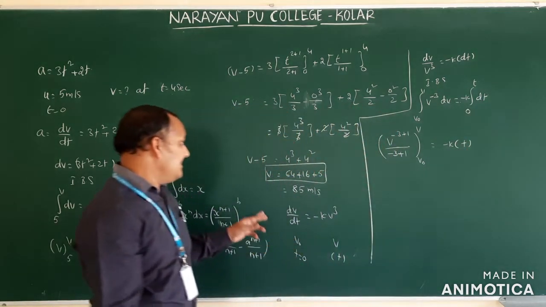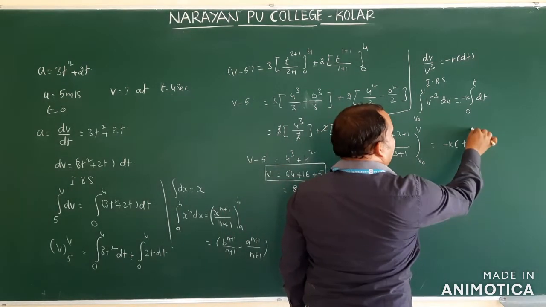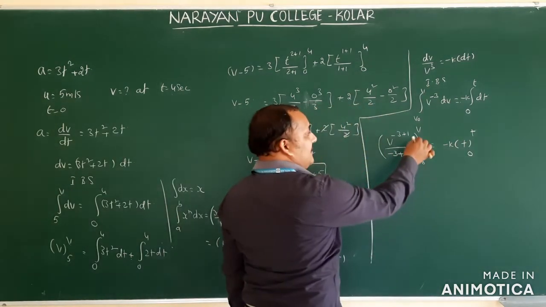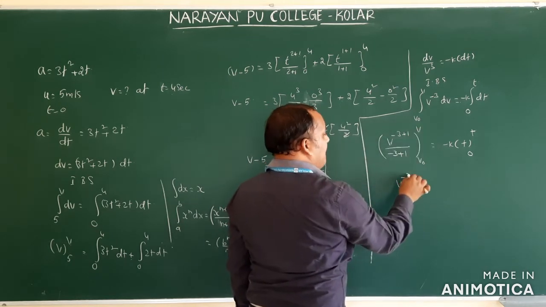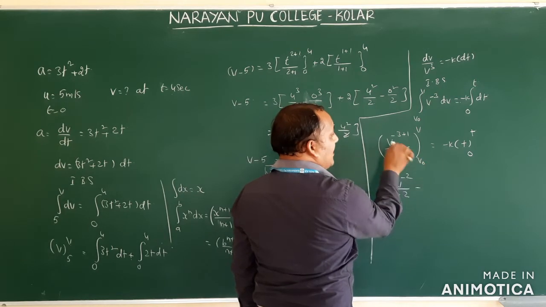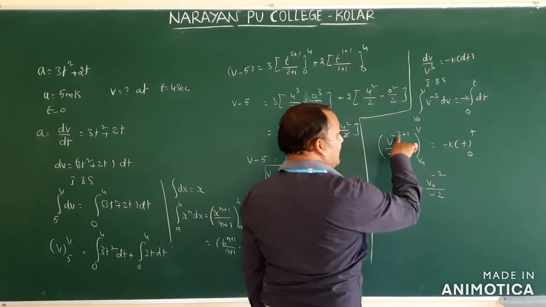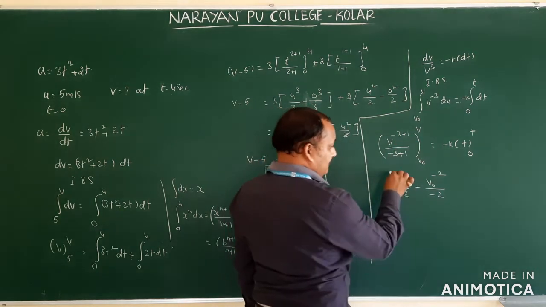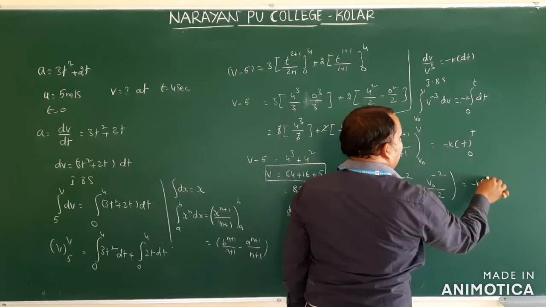Integral dx is x. Therefore, integral dt is t. How it is varying? 0 to t. First we have to substitute upper limit. In place of v, we substitute v. Minus, in place of v, we have to substitute lower limit, that is nothing but v0. Minus 2 by minus 2, because minus 3 plus 1 is minus 2. Is equal to minus k.